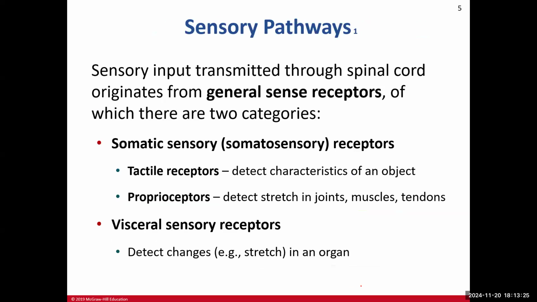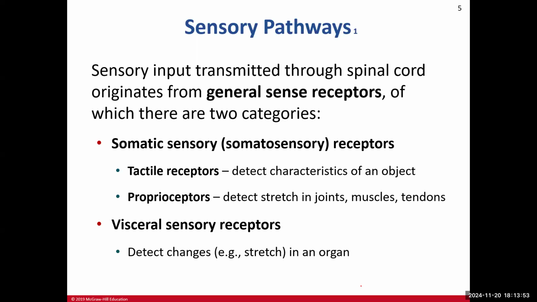So let's start off with our sensory pathways. With these sensory pathways, we're going to learn what the general sense receptors are. General sense receptors are pretty much the sense receptors that are located throughout the entirety of your body. You've got special sense receptors, which are primarily located in your head. Then your general sense receptors are located primarily throughout your body. But again, more on that when we get to chapter 16.